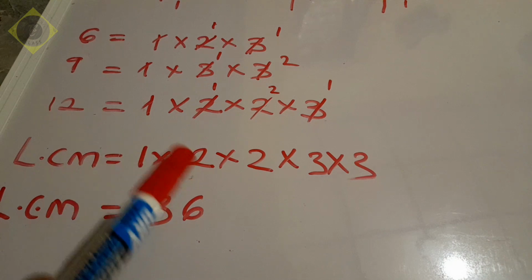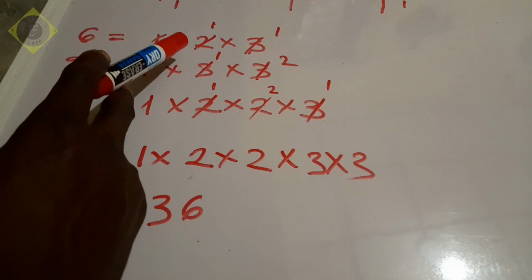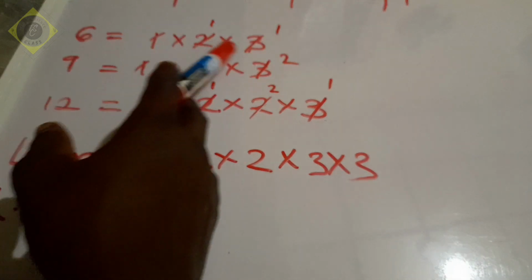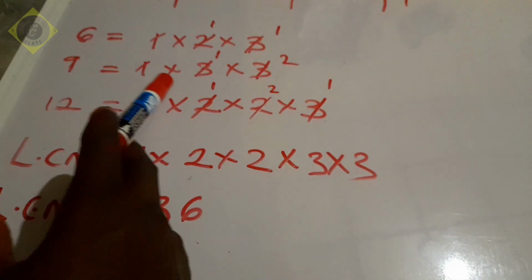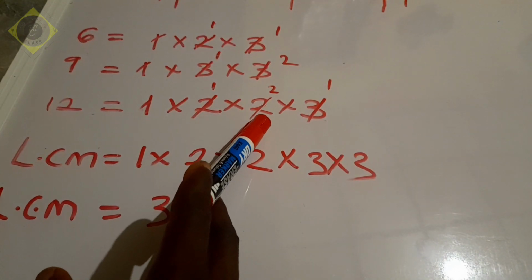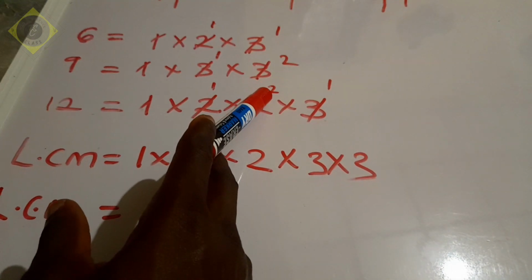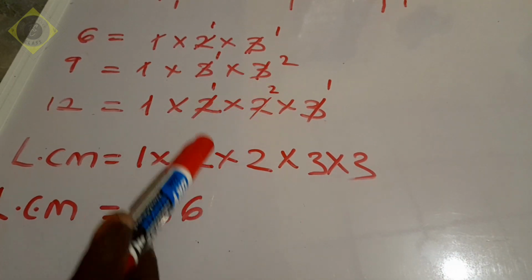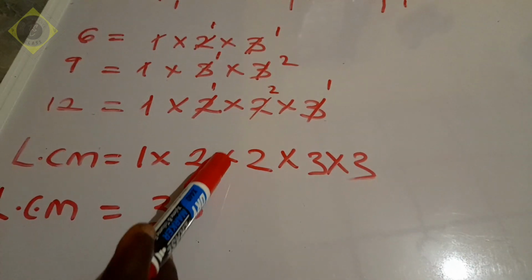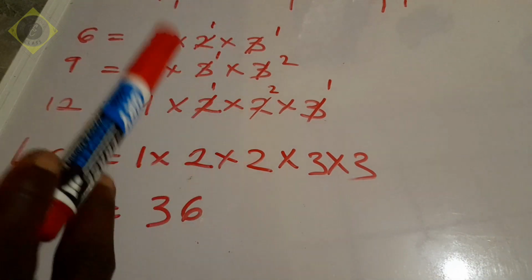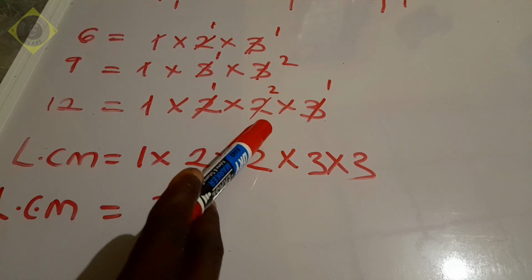Then you check here again. You don't have 2 here any longer. You don't have 2 also any longer here. This is the next place you have 2. So this is the second 2 here. This is 2 number 1. This is 2 number 2. So that 2 number 2, you bring it down here. Then 2 has been exhausted.